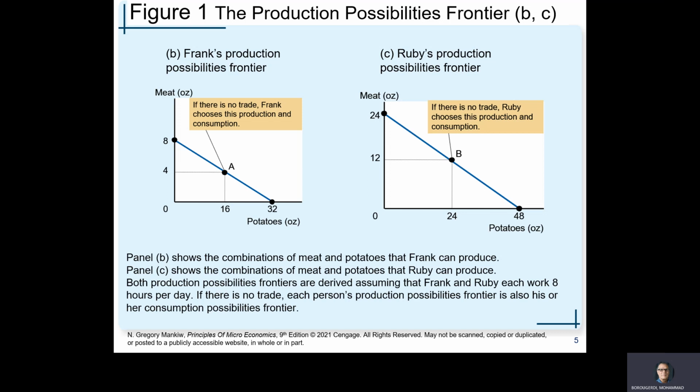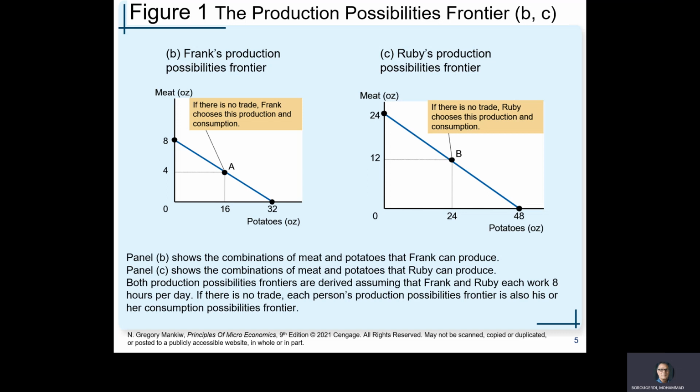Let's look at Ruby's chart on panel C here. If Ruby does the same thing, just meat in 8 hours, she can come up with 24 ounces of meat. And if she just does potatoes, no meat, she comes up with 48 ounces of potato. That's Ruby's production possibility frontier curve. Let's say she devotes half of her time to potato and half to meat, and she lands on point B with 12 ounces of meat and 24 ounces of potato.